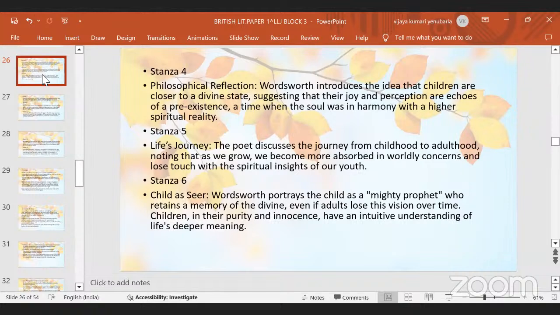A seer is a prophet who can foresee things. So he says, child as a seer. Wordsworth portrays the child as a mighty prophet. So who is a prophet? Who can see the future, who retains a memory of the divine, even if adults lose this vision over time. Children, in their purity and innocence, have an intuitive understanding of life's deeper meanings. So children, even though they cannot explain, even though they cannot describe, have that intuitive ability to understand very deep meanings.